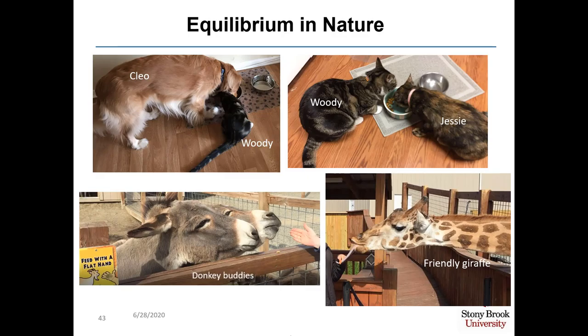When it comes to food, nature is not always Darwinian. Sometimes equilibrium is established. On the left, Woody and Cleo eat from the same bowl, and sometimes Woody shares food with Jesse. These donkeys on the bottom are going head-to-head for food, but they weren't really jostling much. They were being kind of patient, seeing who got their food first. And my friendly giraffe on the right, well, he's got a really long neck and a long head to reach out for food, but on top of that, he's got this 8-inch long tongue. All he got to do is put a carrot in there. He rolls his tongue up, goes into his mouth, chews on it, goes back and does it again.